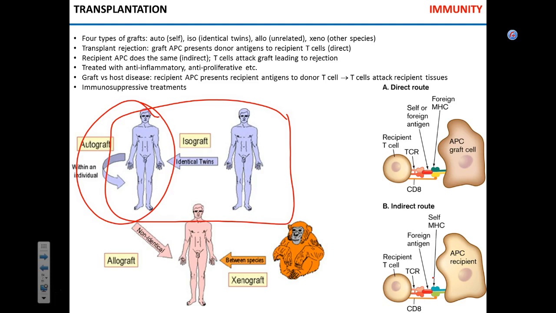Because the most common type of transplantation is allograft. It says non-identical, but basically fraternal twins are considered immunologically different, non-identical. The MHC molecules are different. Does that make sense? So there can be a situation when a complete stranger will be a better immunological match than a family member.